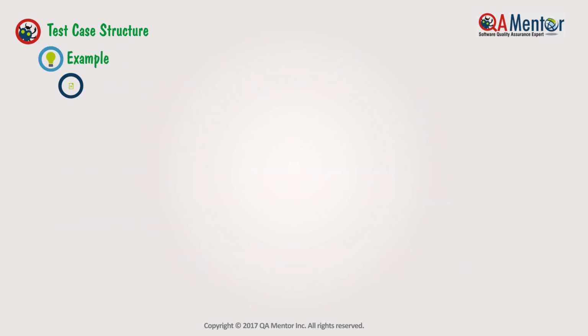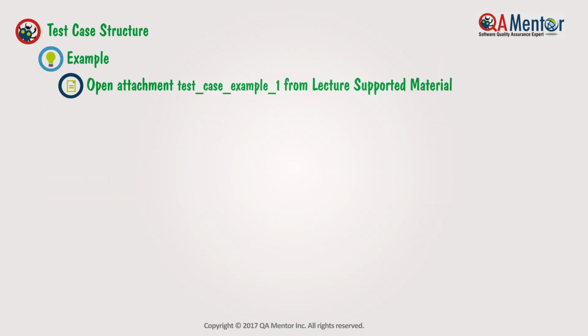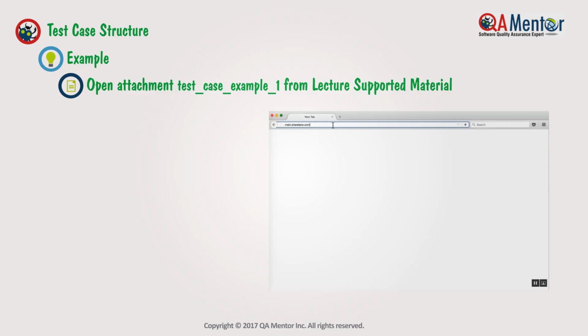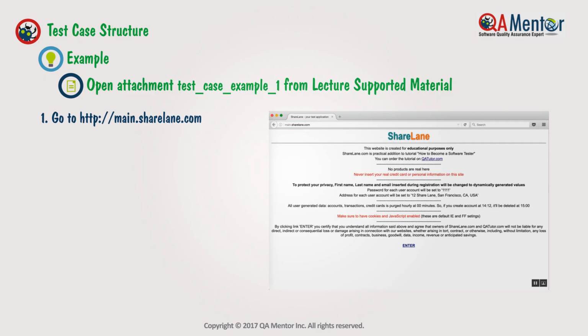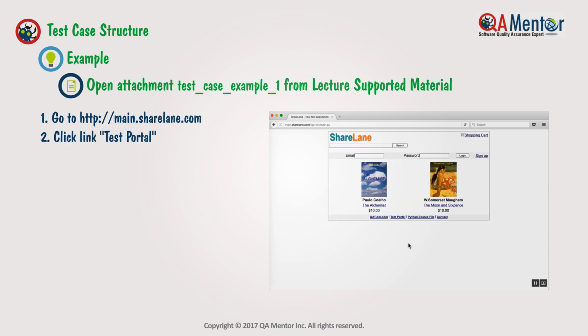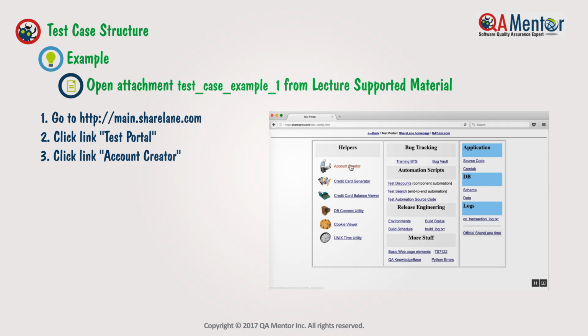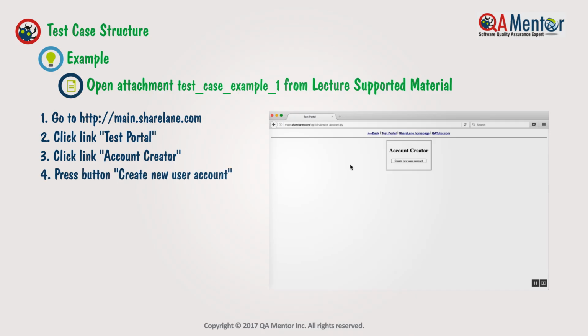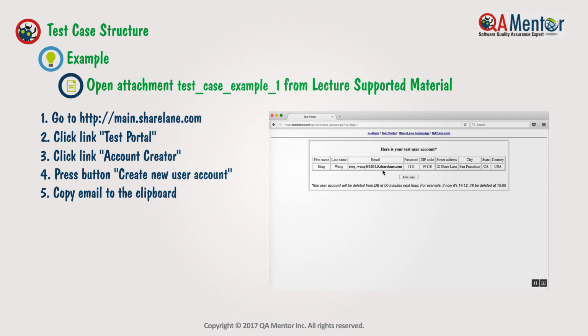Example: please open up the file test case example 1 and execute the steps along with me. Go to main.sharelane.com. Click link Test Portal. Click link Account Creator. Press button Create New User Account. Copy email to the clipboard.